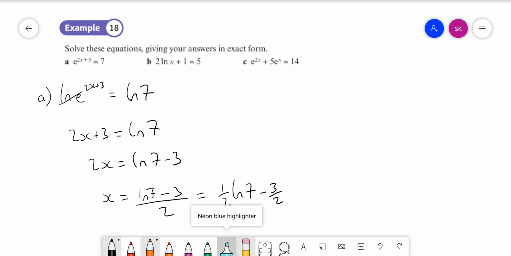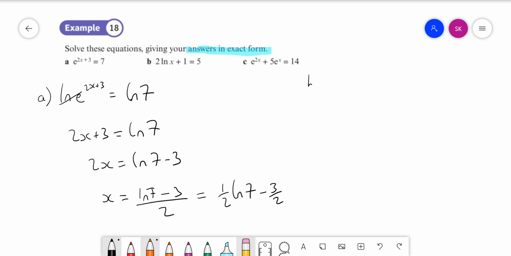Now, when it says leave your answers in exact form, that means we're going to leave it with the ln. It's a bit like leaving your answers in terms of pi. You're not going to do the calculation because that would involve rounding, and therefore it wouldn't be an exact answer. So if it says leave your answer in exact form, you're going to leave it with the ln or with the e, because as you'll see in the next question, we're going to be leaving it with e.